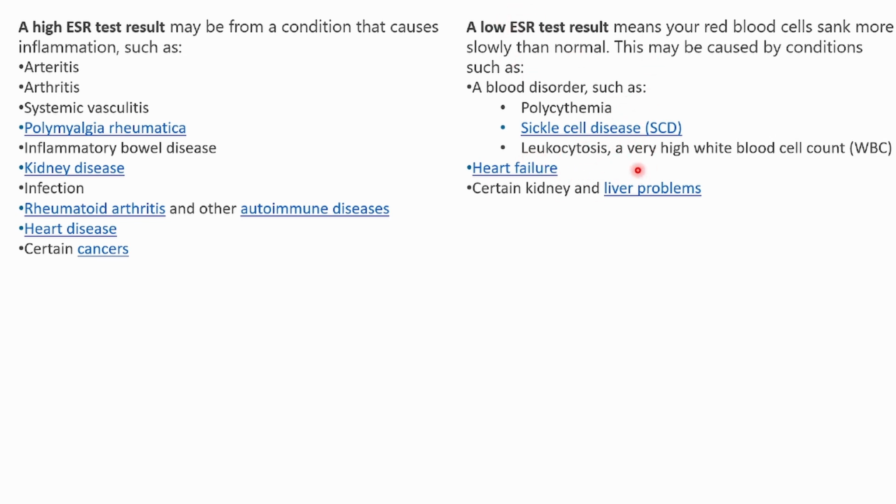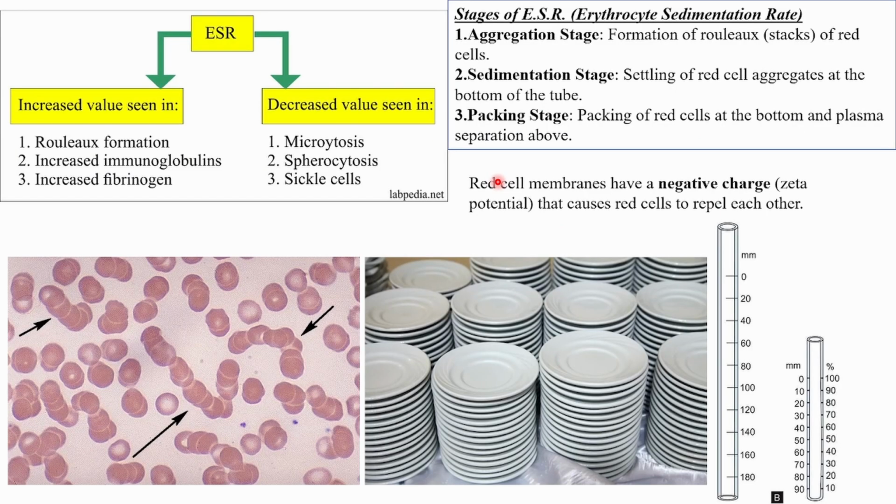Then leukocytosis, high WBCs, in certain heart failures, in certain kidney and liver problems. All right. So yeah, ESR is increased by rouleau formation, and decreased by microcytosis, spherocytosis, sickle cells.